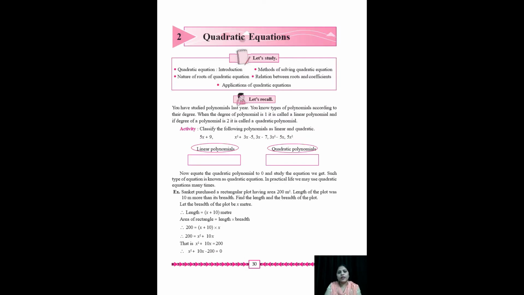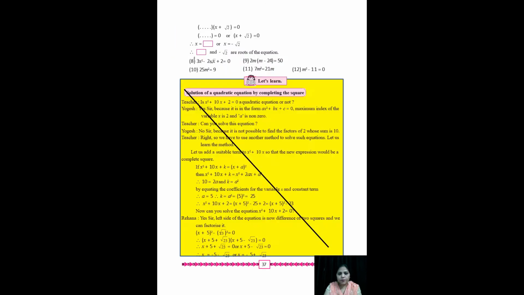Now we'll move ahead to the second chapter, that is quadratic equation, and let's see what is being omitted in this chapter. See page number 37. Solution of quadratic equation by completing the square. It means the completing square method is no longer there.